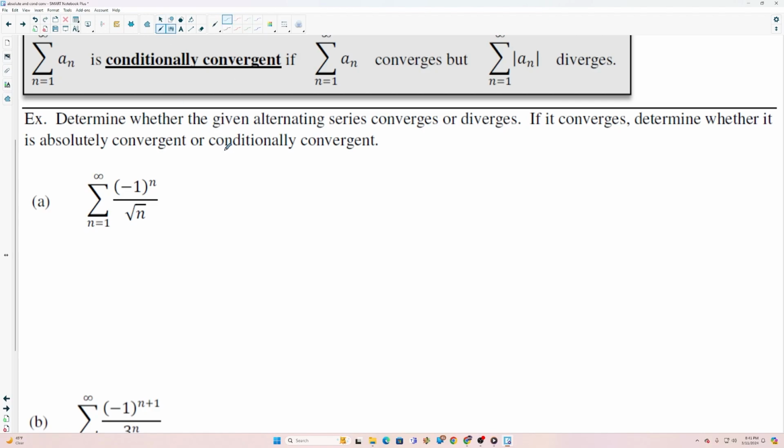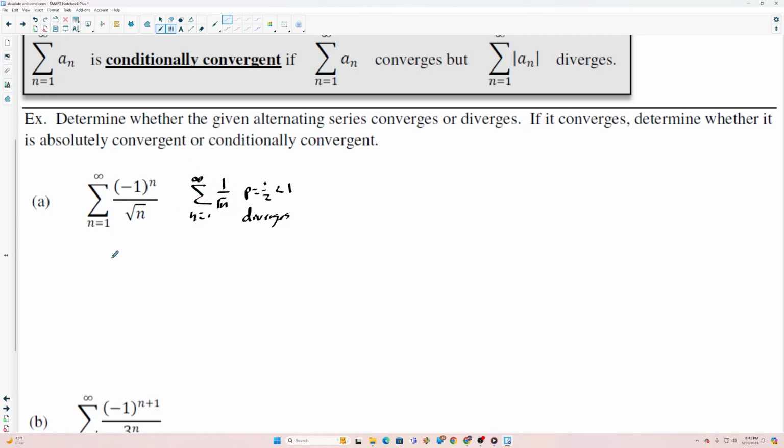So let's take the absolute value. Let's look at n equals 1 to infinity of just 1 over the square root of n. So p is equal to 1/2. That is less than 1. So we can say diverges. So this one does not converge absolutely.